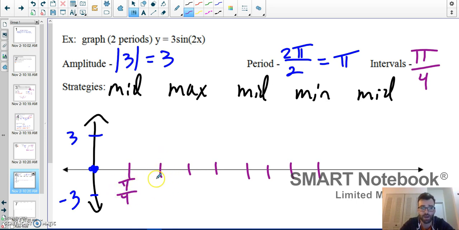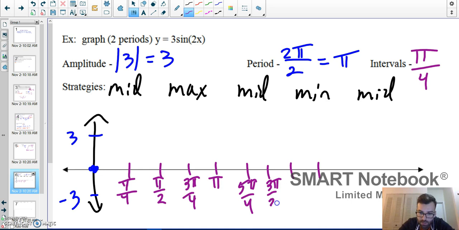Okay, this is 2 pi over 4, or pi over 2, 3 pi over 4, pi, 5 pi over 4. It's getting tough to write. 6 pi over 4, which is 3 pi over 2. 7 pi over 4, I should get an award. And then 2 pi.